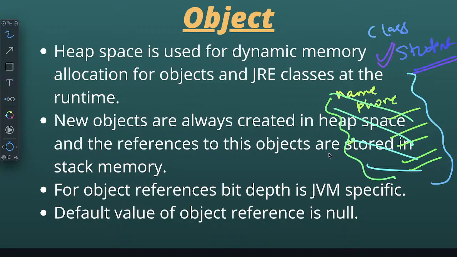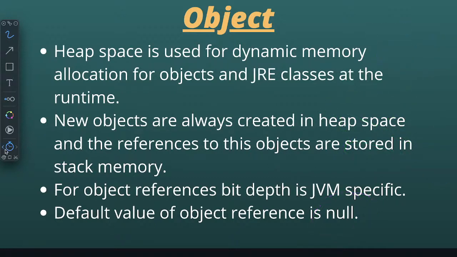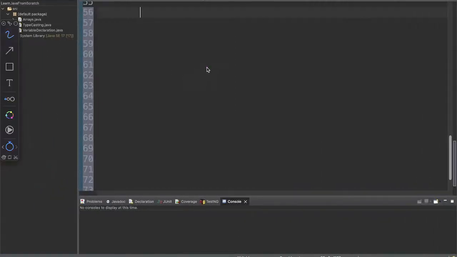So for all the non-primitive data types like objects, arrays and strings, the default value is null. Okay, so now we'll see how memory allocation takes place, how the heap space is used by the objects, and how other variables like int and float get the memory allocation. So now let's discuss that point over here.